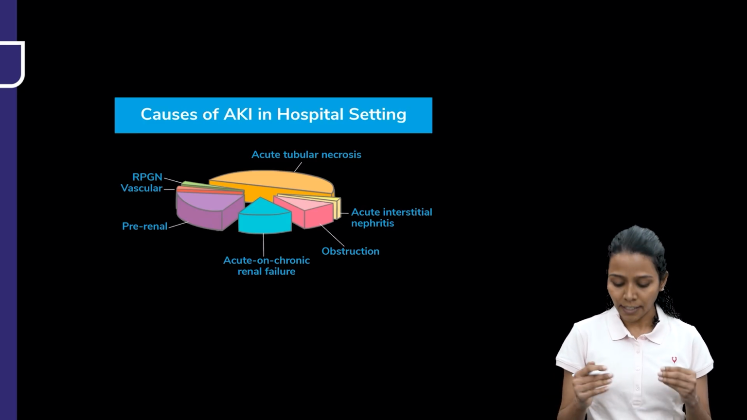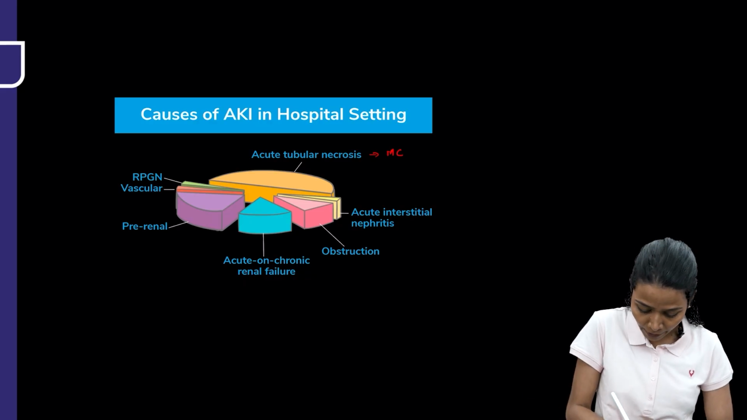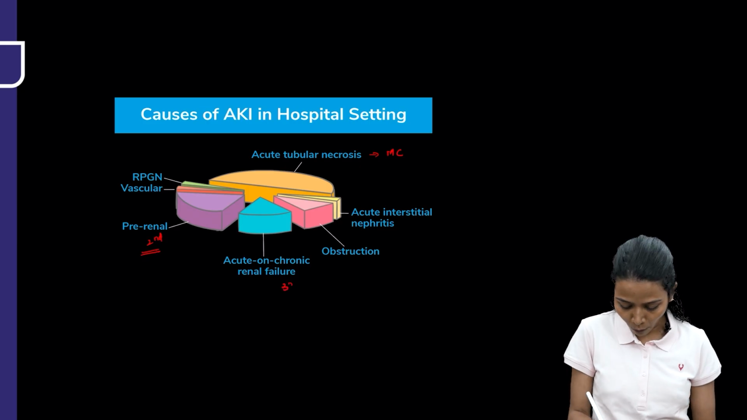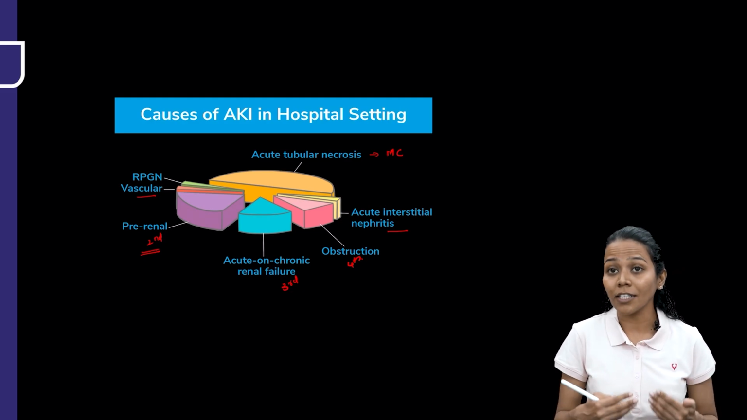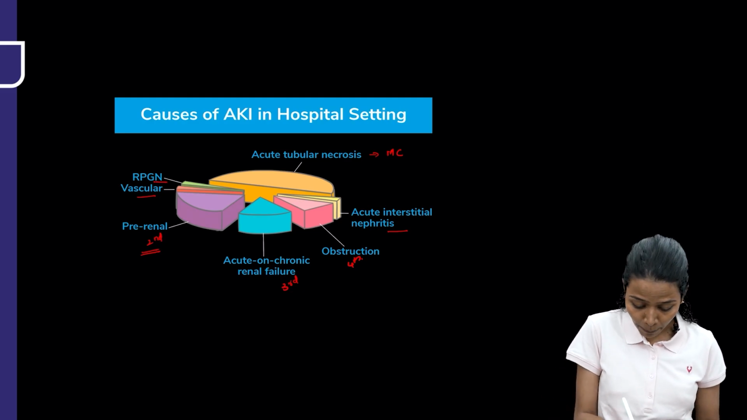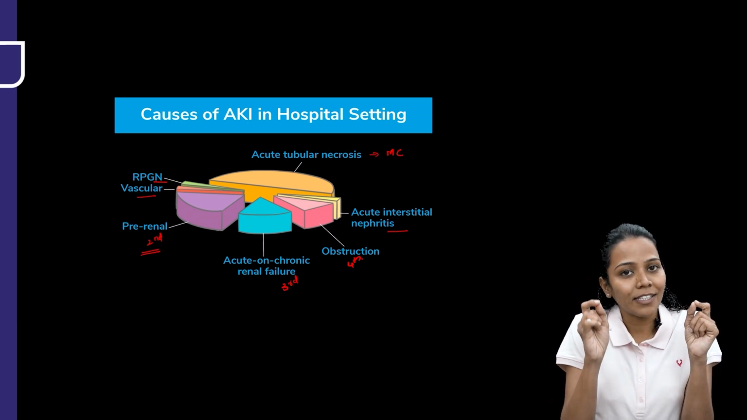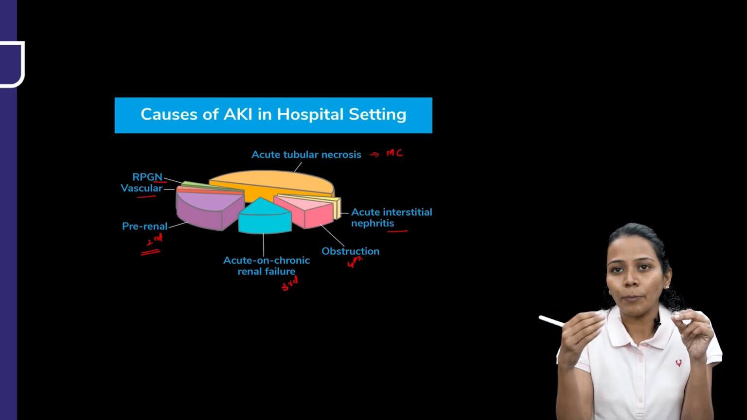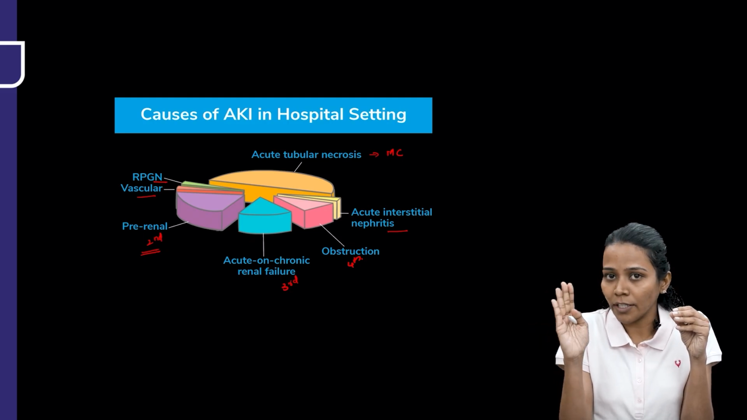Now in the hospital setting, what are the causes? So here you can see the most common cause is acute tubular necrosis, followed by pre-renal. This is the second most common cause. After this you see acute on chronic kidney disease and obstruction. Acute interstitial nephritis or vascular causes like renal artery thrombosis, atheroembolism are rare. Even RPGN is a rare entity. So remember, in hospital setting, the most common cause of AKI that we notice is acute tubular necrosis, followed by pre-renal, which can be because of hypovolemia or cardiorenal syndrome or hepatorenal syndrome, followed by acute on chronic kidney disease.